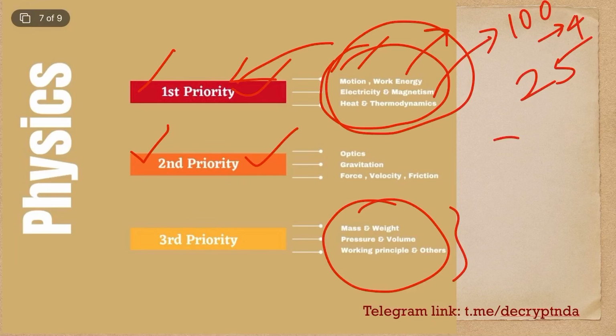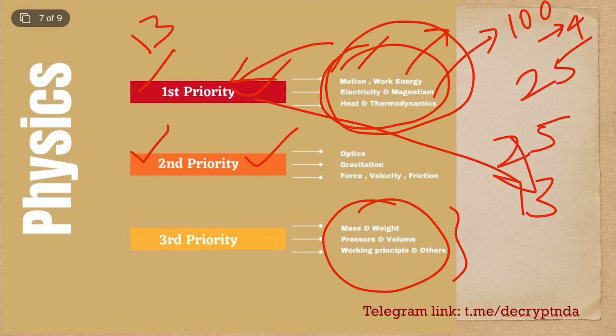Okay, suppose you are having 25 questions, almost 13 questions are asked from these topics. I will write it here. 13 questions are asked from the red category every year. Okay, and almost 8 questions are asked from the orange category every year. And the remaining only 4 to 5 questions are asked only from the yellow category.